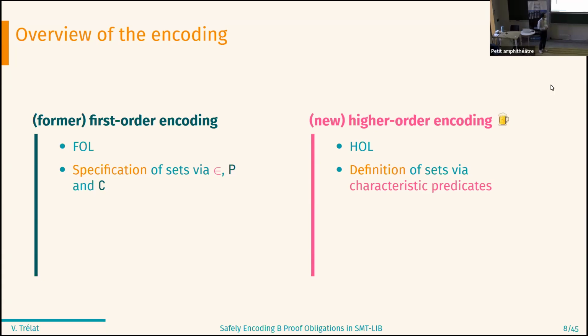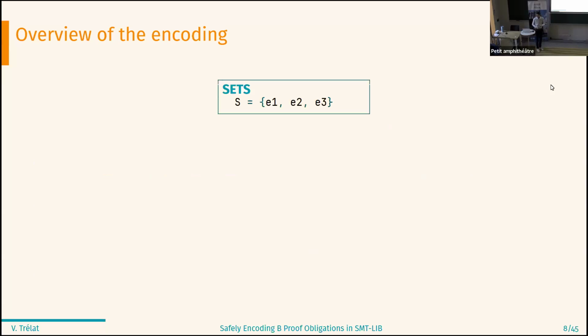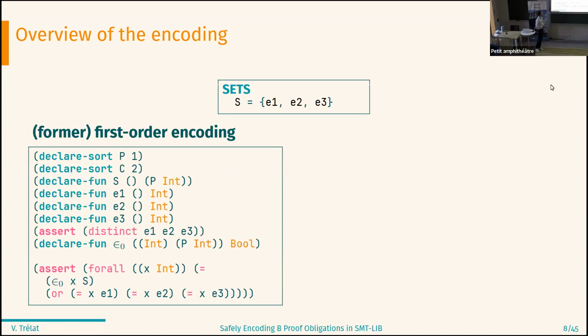In my encoding, with higher order logic, I'm able to encode sets via the characteristic predicate of the set, so I'm able to give it a proper definition. Just to give an example, if we have this enumerated set with 3 elements, E1 to E3, in PP-Trans SMT, we would have the following encoding. First we have the two abstract sorts, P and C. Then we have a constant S that types into P of int, but we have to understand that it means power set of int, because in B, the enumerations are always non-empty and countable, so we can just cast them into the integers.